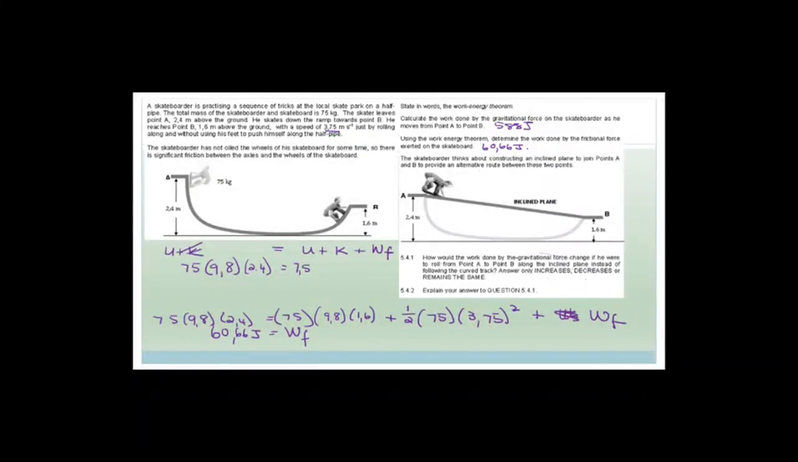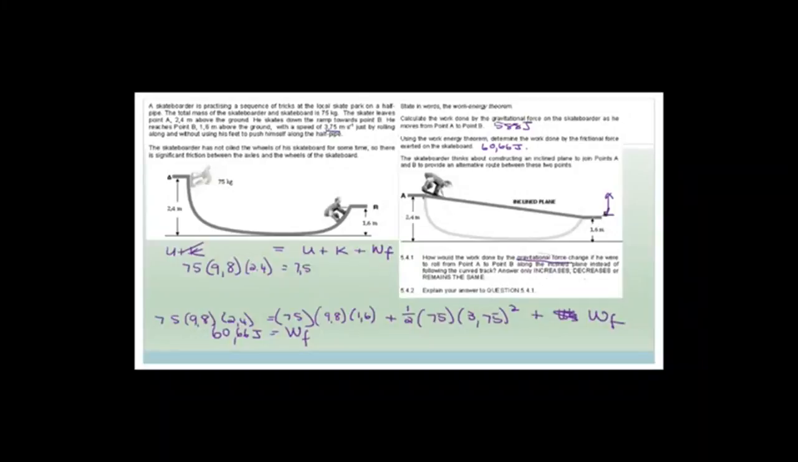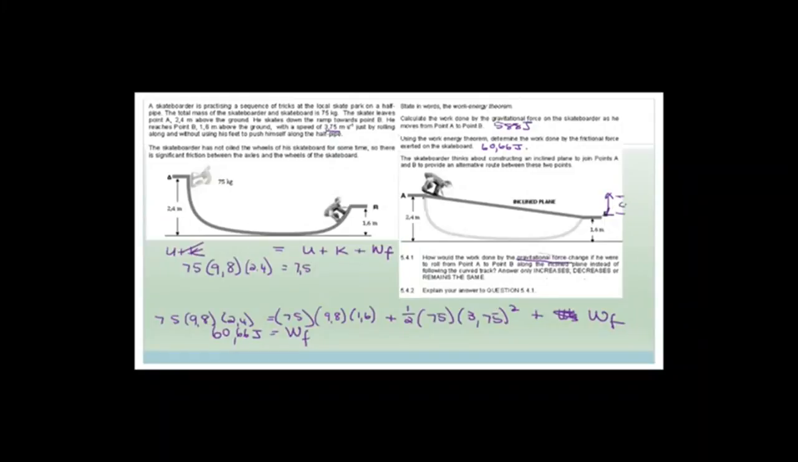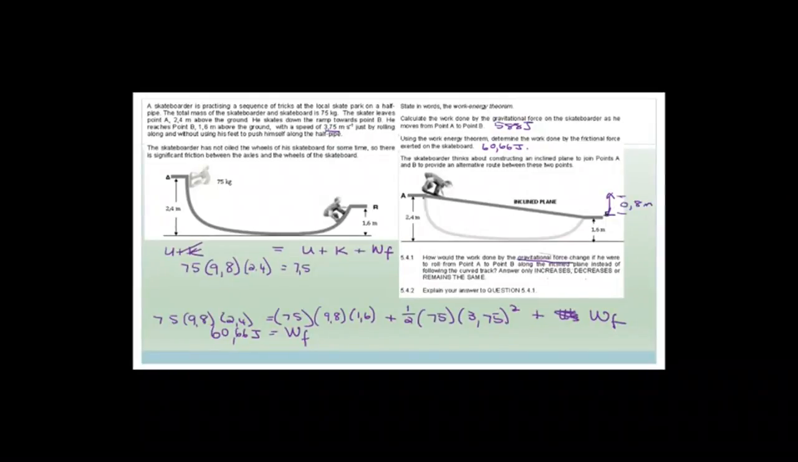Now listen, you need to remember that the gravitational force only works in one direction, from here to here. It doesn't care whether you're going up, around, or doing loops. The difference in height is still going to be 0.8 meters. It doesn't matter which route you take. We're not talking about energy used up or friction, just the work done against gravity, and therefore it has to remain the same.